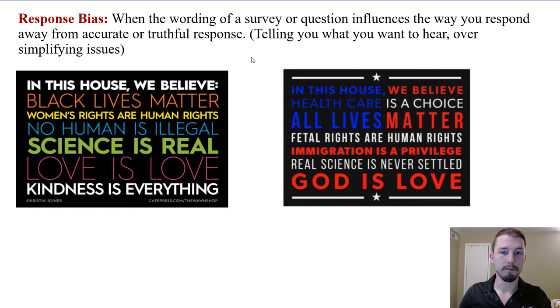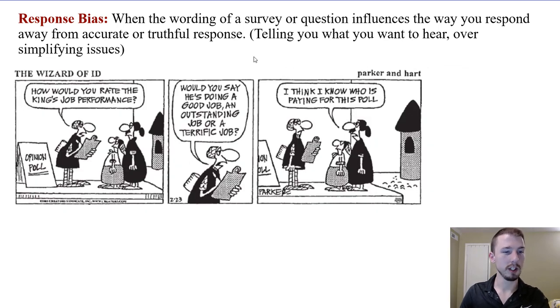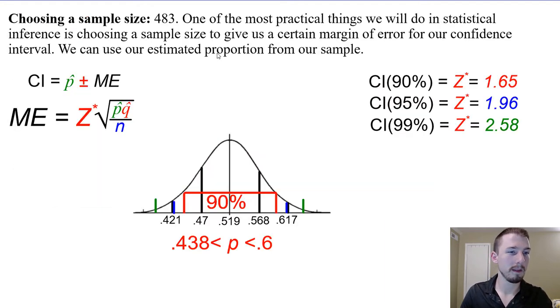So response bias has to do with the wording of the questions. A good example here is, how would you rate the King's performance? Would you say he's doing a good job, an outstanding job, or a terrific job? I think I know who's paying for the poll, so they didn't give him the option to not give him positive feedback, so it's kind of nice.